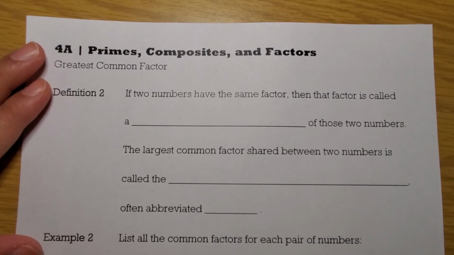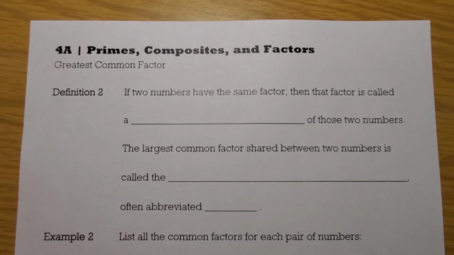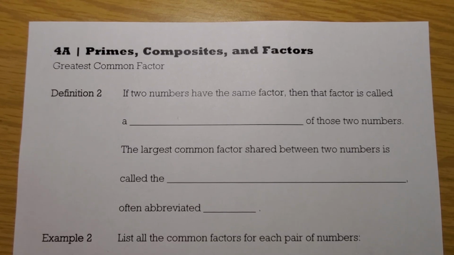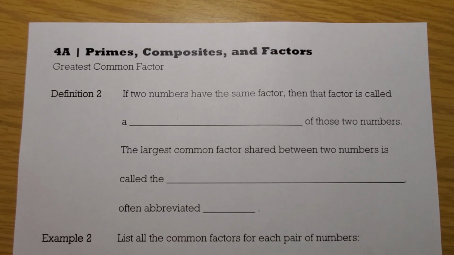Hello, I'm Professor Rad, and today we're going to talk about the greatest common factor, or the GCF. In our last video, we talked about how you could find factors of numbers, and today we're basically going to be comparing the factors of two numbers against each other and trying to find the biggest one that they have in common. So let's start out with a definition, and then we'll dig into an example.